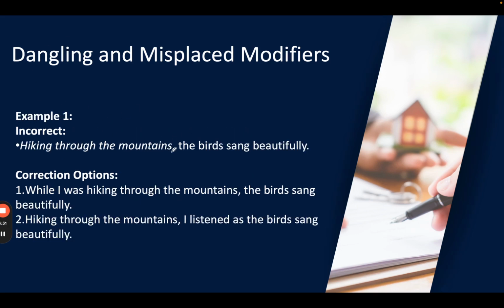Hiking through the mountains, comma, the birds. Now stop here. Can the birds go hiking? It's illogical to say that the birds go hiking, which means this is an incorrect sentence. But how do I correct this? Either I will place the subject before the comma, that is while I was hiking through the mountains. Now I know who was hiking through the mountains, and then you can keep the rest of the part same to what it was.